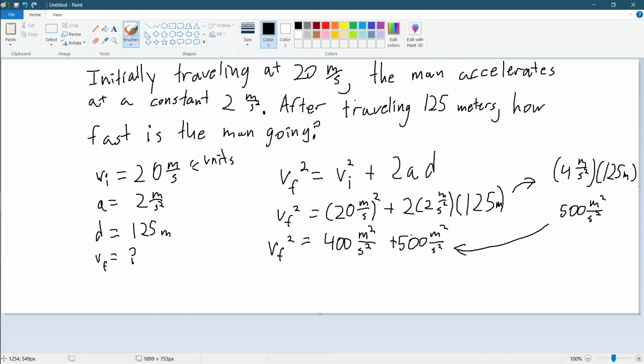Now we can combine like terms. And remember, just trust the process and you'll be fine. So Vf squared equals 900 meters squared per second squared. Then we just square root on both sides because of the exponent on final velocity. And then we should be able to get 30 meters per second. So the final velocity is 30. I should probably write that down. Vf equals 30 meters per second. There we go. Trust the process and you'll be fine.